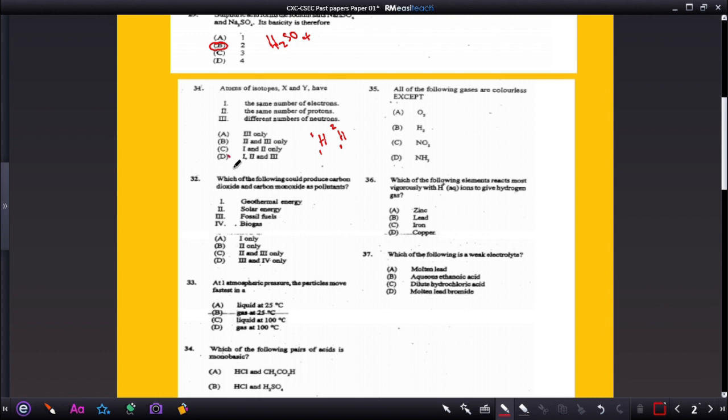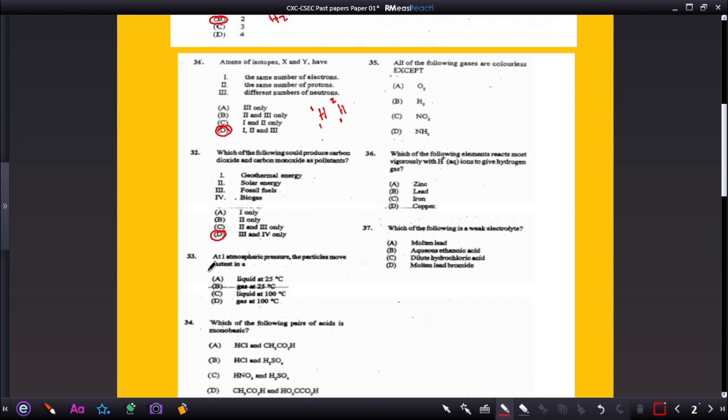So it's D. 32. Which of the following could produce carbon dioxide and carbon monoxide as pollutants? Geothermal? No. Solar energy? Definitely not. Fossil fuels? Yes. And biogas? Yes. So it is 3 and 4. So that's D.